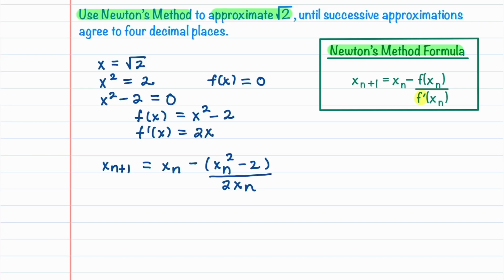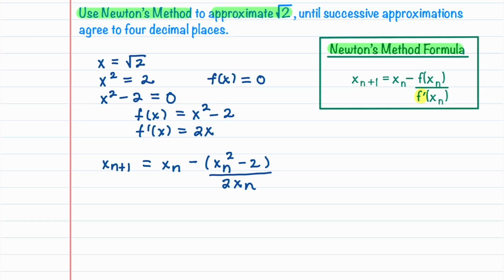Sometimes when you're using Newton's method to solve an equation, you are given an initial approximation, and then sometimes you're not. In this example, we are not given an initial approximation, so we have to figure that out. So let's just write down that we need to find x sub 0. X sub 0 is an approximation to the square root of 2.